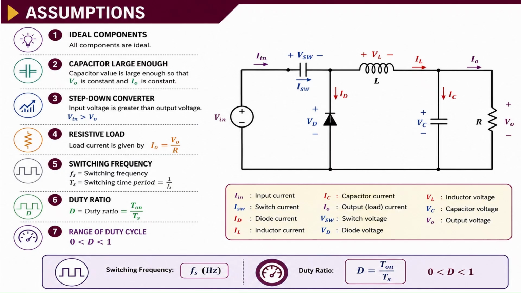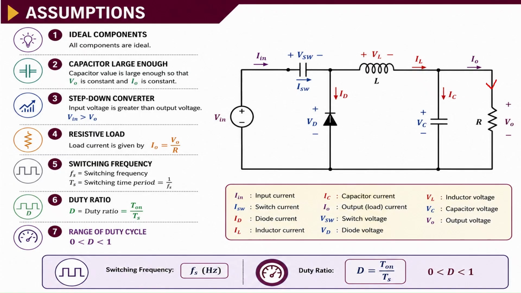So this is a step down converter, so input voltage must be greater than the output voltage. V in will be greater than V out. Here we are considering a resistive load, therefore output current will be equal to V naught upon R. I naught is the current flowing through the load resistor. According to Ohm's law, I naught is equal to V naught upon R.